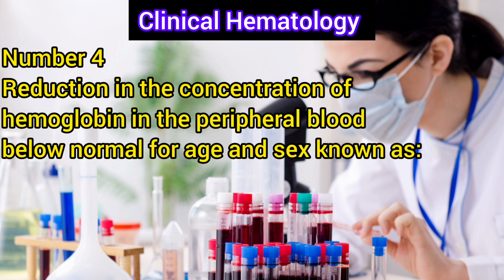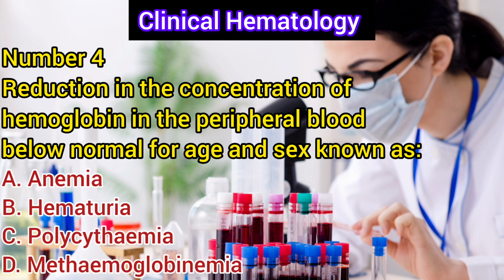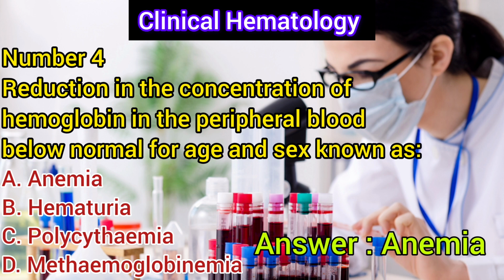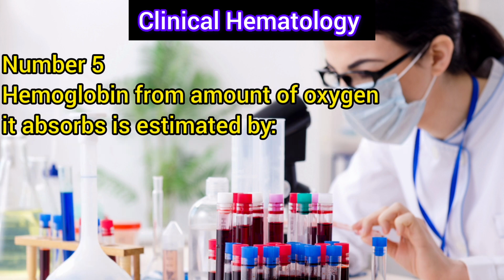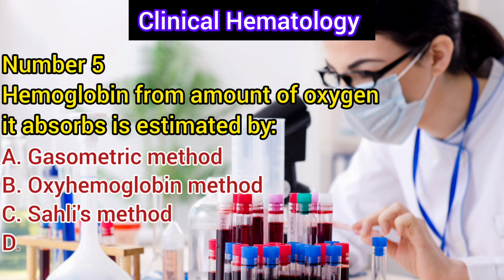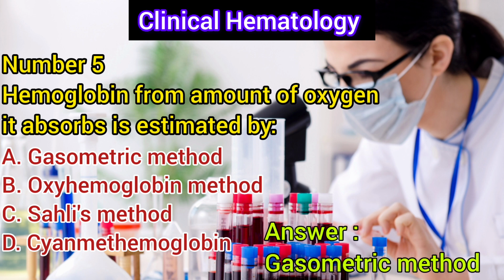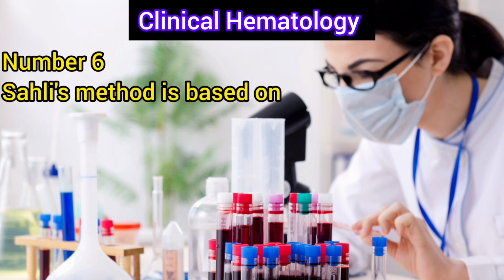Number 4. Reduction in the concentration of hemoglobin in the peripheral blood below normal for age and sex is known as A. Anemia. B. Hematuria. C. Polycythemia. D. Methemoglobinemia. Answer: Anemia. Number 5. Hemoglobin from the amount of oxygen it absorbs is estimated by A. Gasometric method. B. Oxyhemoglobin method. C. Sahli's method. D. Cyanmethemoglobin. Answer: Gasometric method.